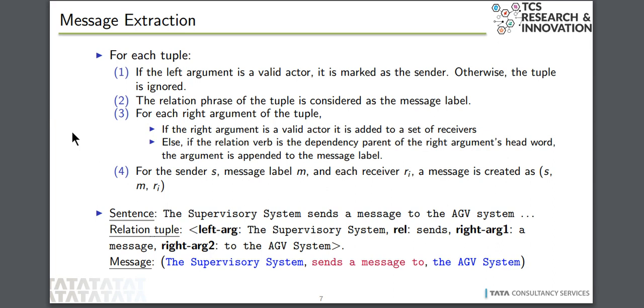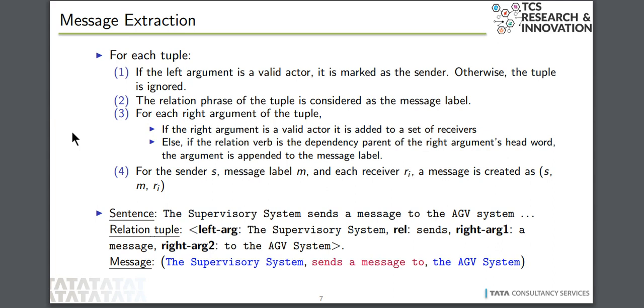And this we do using a rule based system using dependency parsing of these sentences. So if we find that the dependency parent of one of my right arguments is a verb, which is my message label, then I append that to my message label. Now if I identify the sender S and the message label M and a set of receivers R, then these messages are created in the form of this tuple S, M, Ri.